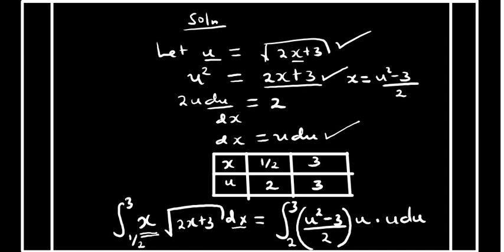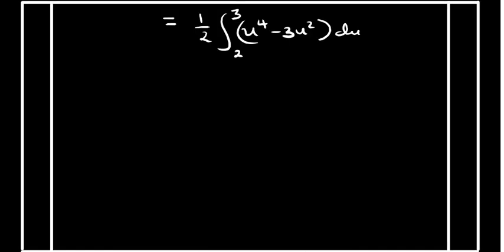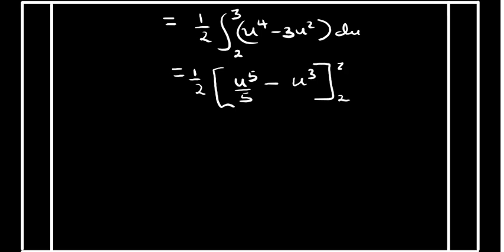Now, from there, we can continue and integrate. So we shall have a half. If you integrate u power 4, you get u power 5 divided by 5, minus, if you integrate 3u squared, you will get u cubed. Why? Because it would be u cubed divided by 3, but there is this 3 here which cancels out. So all this, we have our limits from 2 to 3.